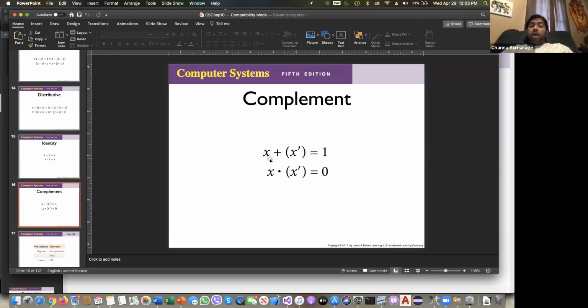So when you add x and x dash, it's always 1, right? When you take a Venn diagram, the sum of what is allocated for x and what is not allocated to x is equivalent to 1, right? So if you take an exam, your score and the deduction together are considered as 1, or 100%. When you multiply x and x dash, it's always 0.